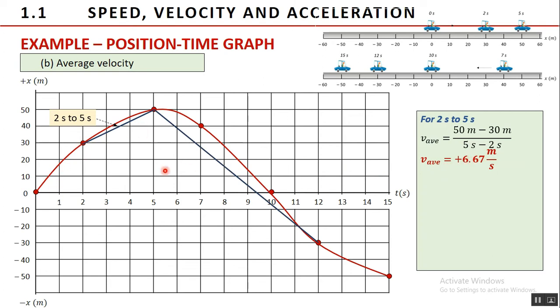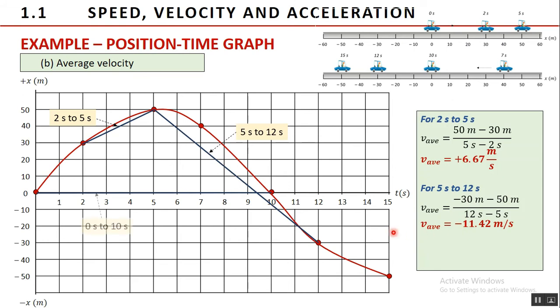For 5 seconds to 12 seconds, doing the same procedure, create a line and get the slope. That is negative 30 meters minus 50 meters, divided by 12 seconds minus 5 seconds, which will give an average velocity of negative 11.42 meters per second. Our slope is sloping downward, therefore we have a negative average velocity at this time interval.